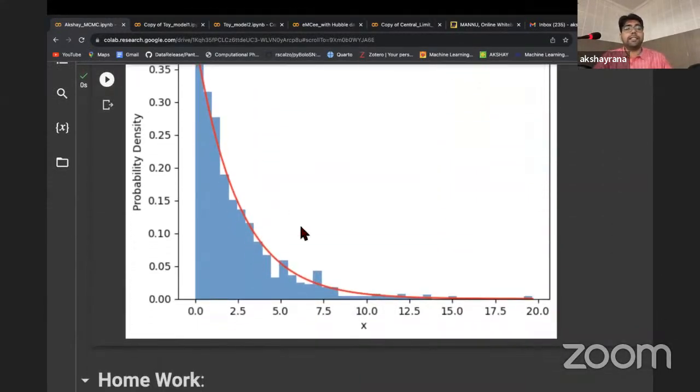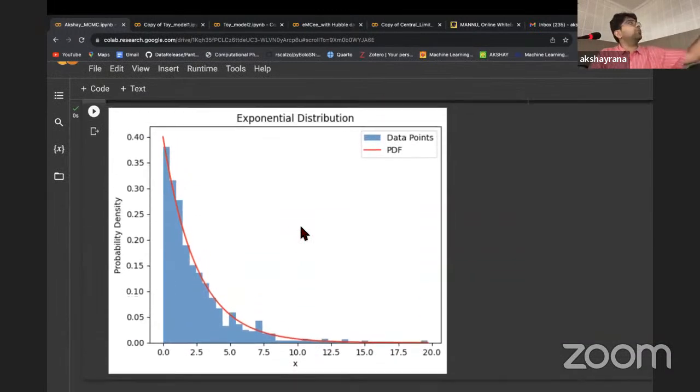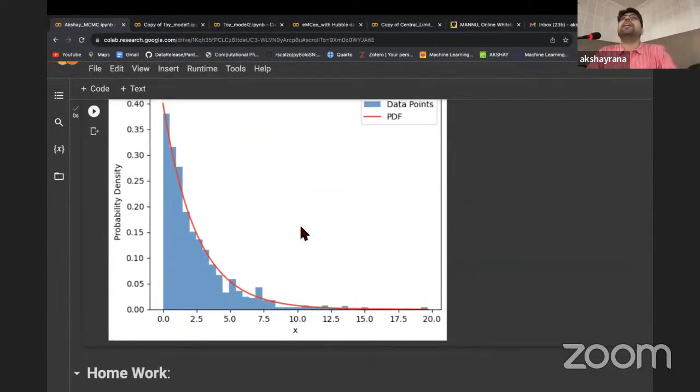Can you see it? This is the collection of 1000 random numbers which are following the exponential distribution. Same thing. Now, this is how you can create them.